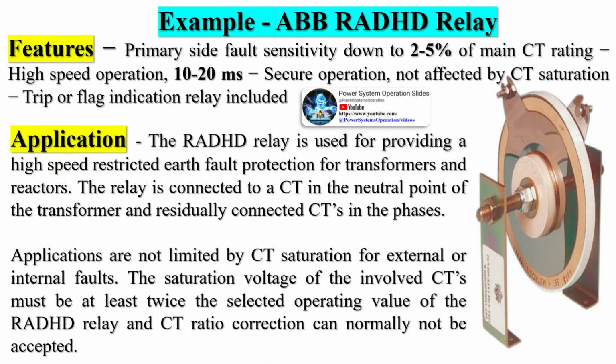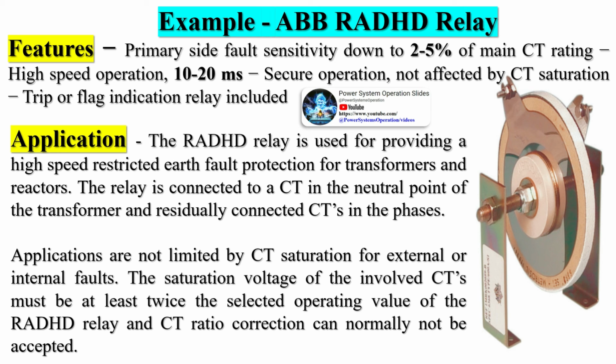Example: ABB RADHD relay. Features: primary side fault sensitivity down to 2 to 5% of main CT rating, high-speed operation, 10 to 20 milliseconds, pure operation, not affected by CT saturation, trip or flag indication relay included. Application: the RADHD relay is used for providing a high-speed restricted earth fault protection for transformers and reactors. The relay is connected to a CT in the neutral point of the transformer and residually connected CTs in the phases. Applications are not limited by CT saturation for external or internal faults.